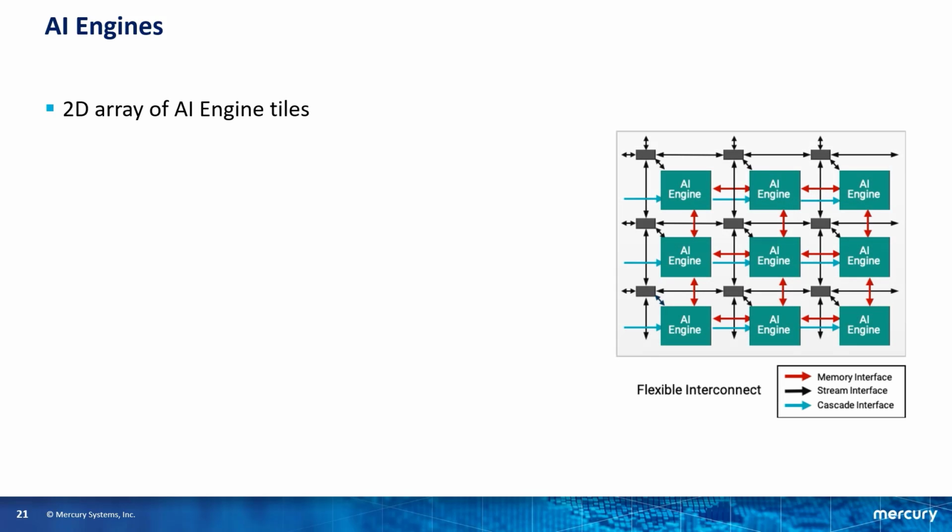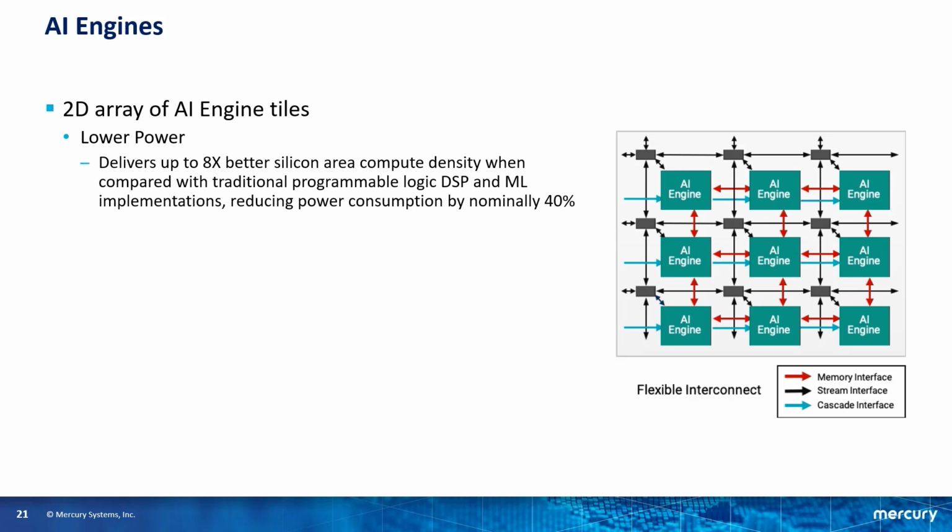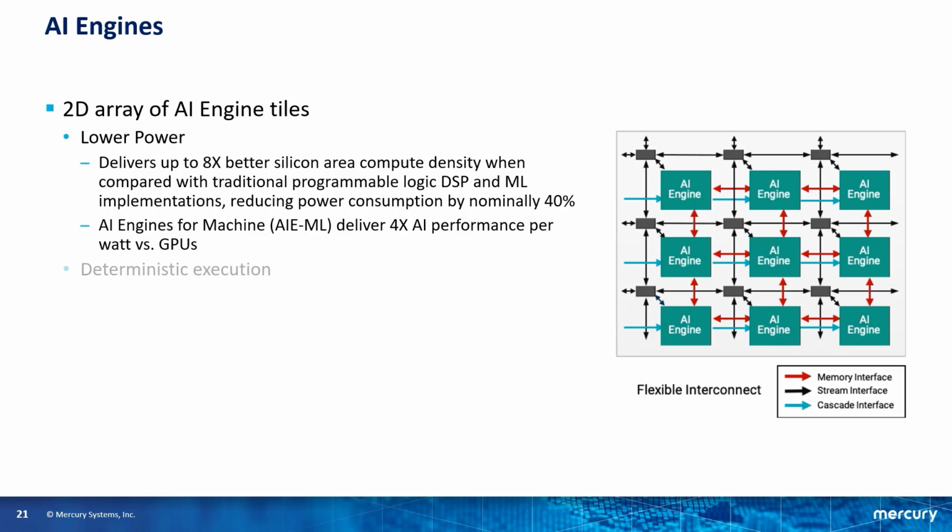The AI engines are a 2D array of AI engine tiles. They deliver up to 8 times better silicon area compute density when compared with traditional programmable logic DSPs for machine learning implementations, reducing power consumption by a nominal 40%. There are 2 different types of AI engines, which I'll describe in a minute, but the AI engines for machine learning, or the AIE-ML, deliver 4 times AI performance per watt versus a traditional GPU.